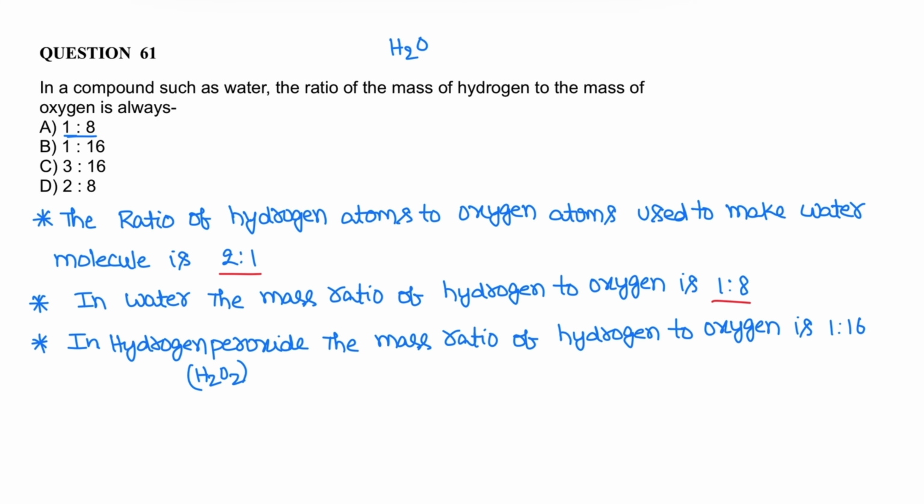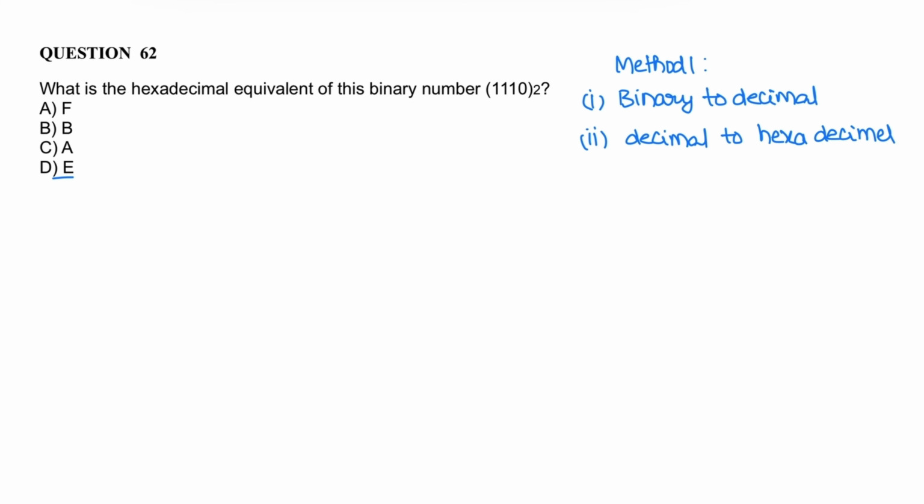Next, what is the hexadecimal equivalent of binary number 1110 base 2? The correct option is E. There are two methods to convert this binary number to hexadecimal. One is binary to decimal conversion, and then the decimal number is converted to hexadecimal.